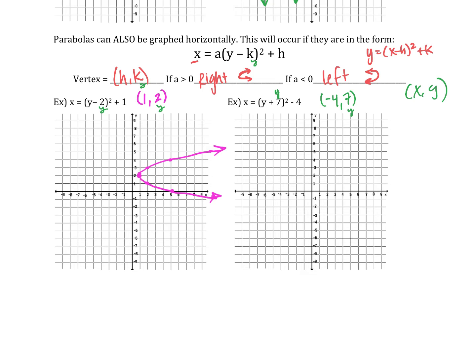So I'm going to go -4 and up 7, which is going to land me right here. I don't have any a value, or my a value is exactly 1. So I'm going to do the same thing: over 1, up 1, over 3, up 1, over 5, up 1. And I'm going to mirror that.